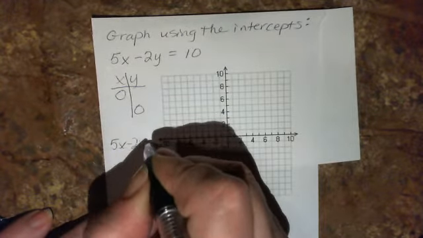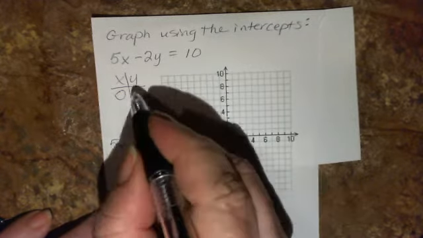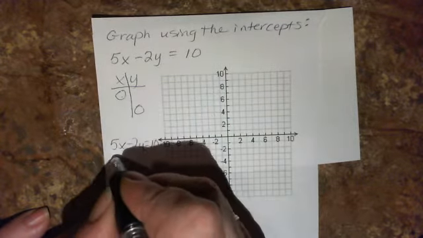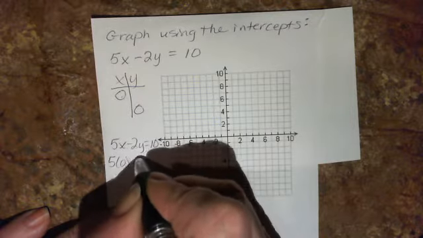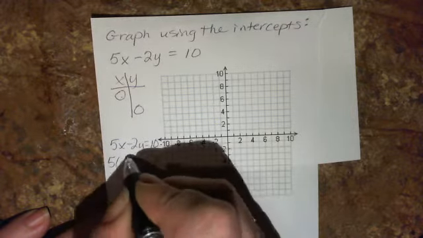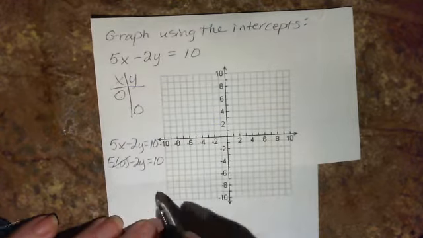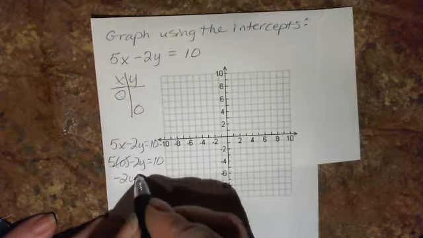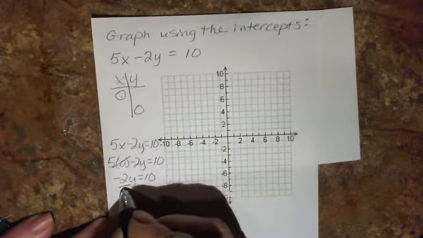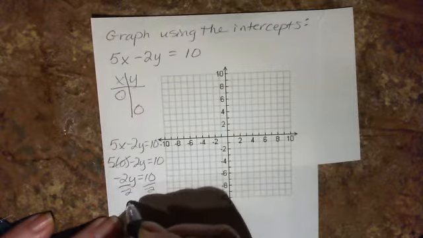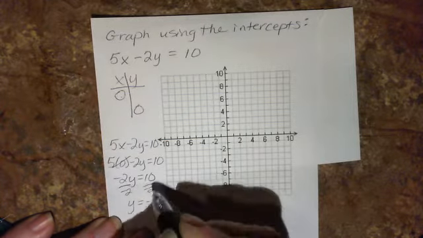So let's see what the other values will be. 5x minus 2y is equal to 10. And first we're going to replace the x with 0. 5 times 0 minus 2y is equal to 10. 5 times 0 is 0, which leaves us -2y is equal to 10. Divide both sides by -2, and we get y is equal to -5.